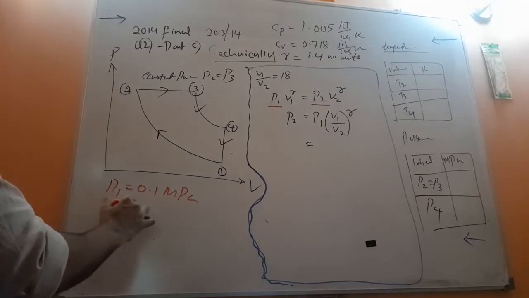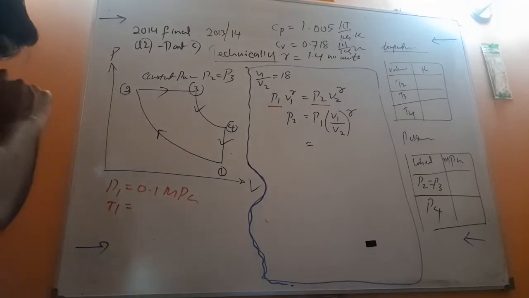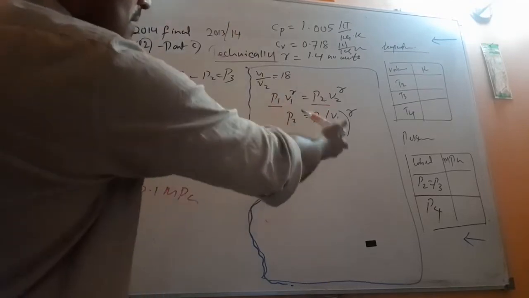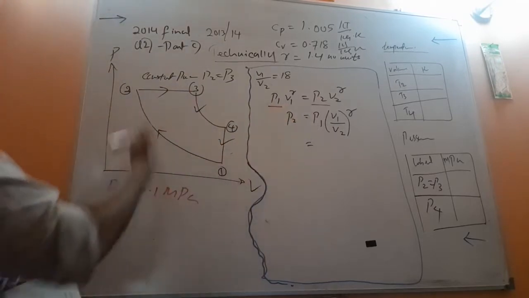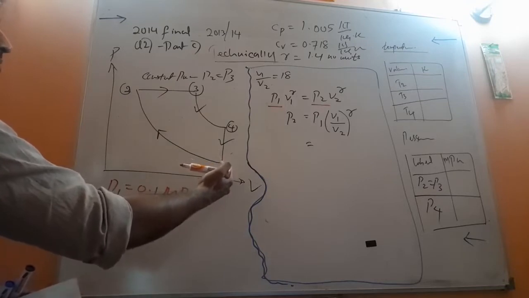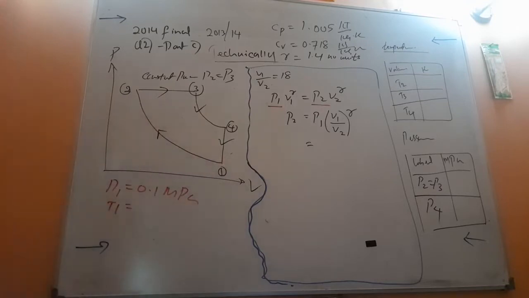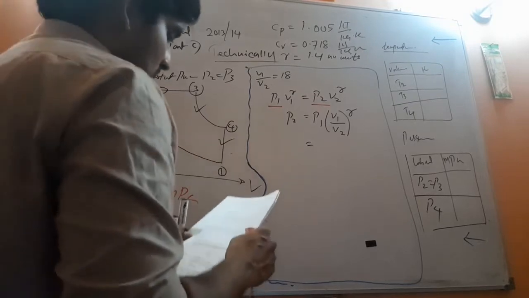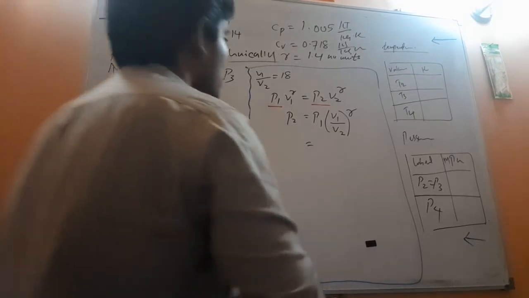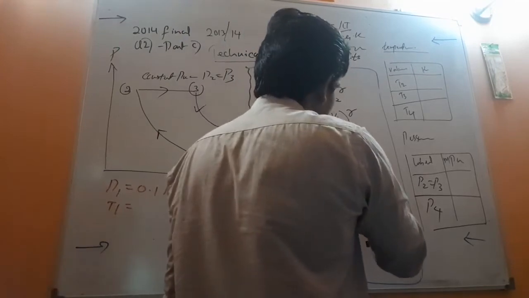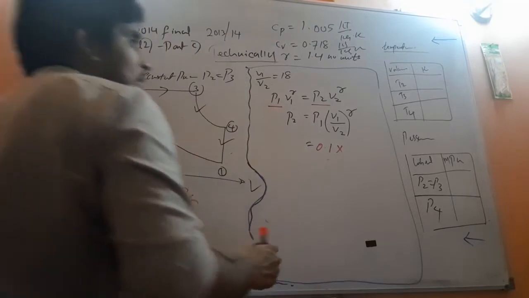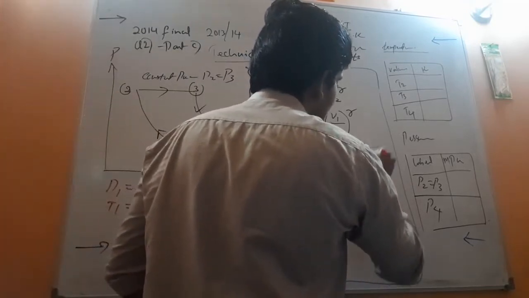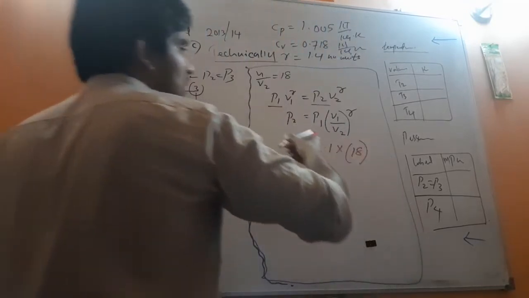Temperature, of course, you don't need. V1 divided by V2 is the compression ratio, the ratio of the initial volume to the final volume. Right? Okay. What is pressure? 0.1 multiplied by the compression ratio, which is 18, to the power gamma. What is gamma? 1.4.